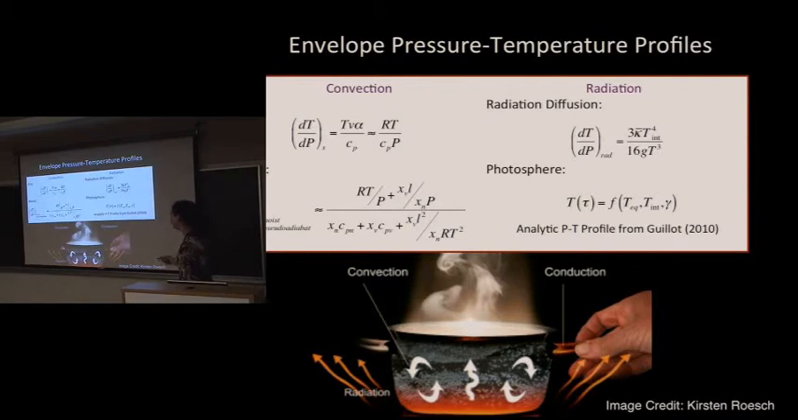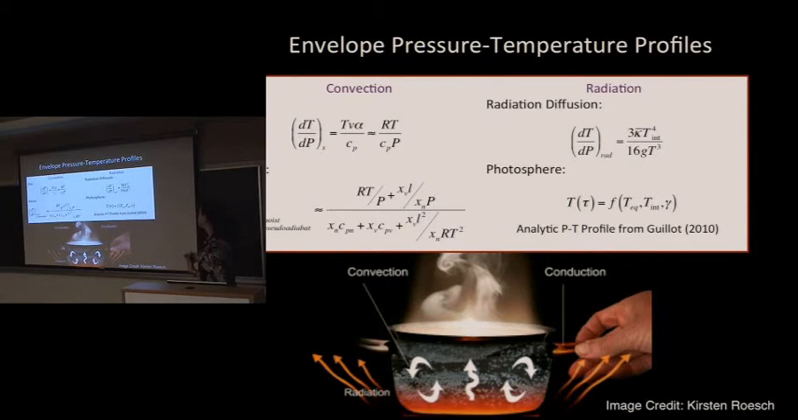So I do take into account the inhomogeneous water content throughout the envelope and the moist adiabat. Here I've written an approximation of the moist adiabat for an ideal gas. Okay, and I'm taking, again, the same photospheric boundary condition from Valencia in 2010.